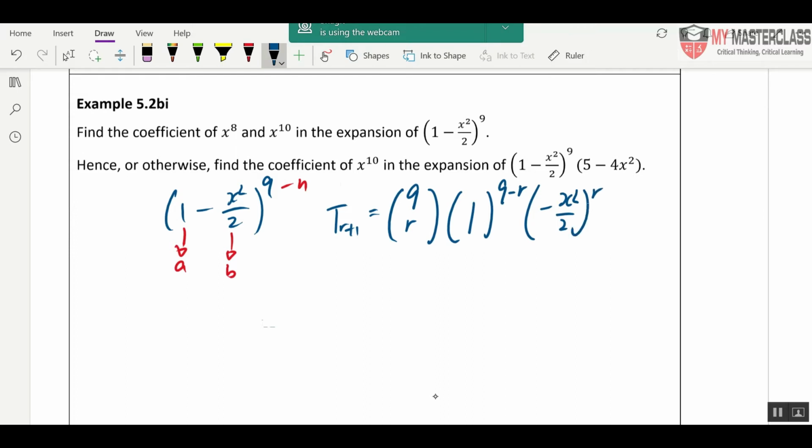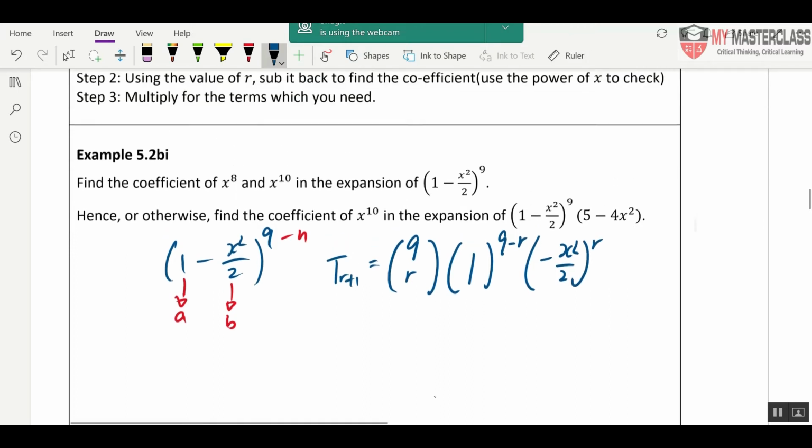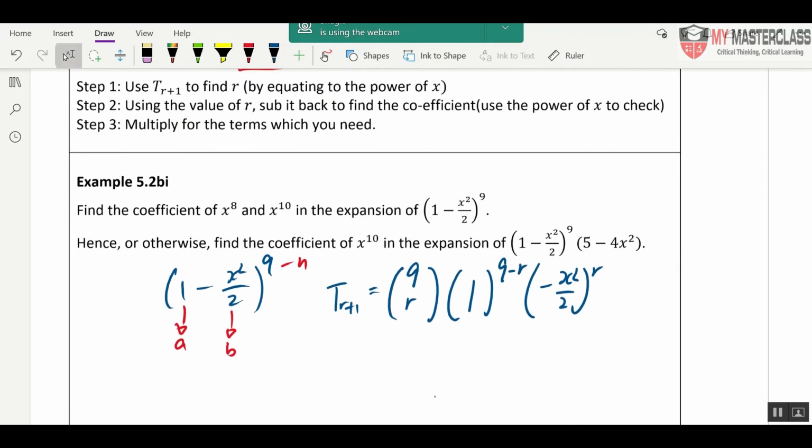So there are 3 steps I want you to follow. Number 1, use T r plus 1 to find r by equating to the power of x. That means I only care about x, only care about those with x.